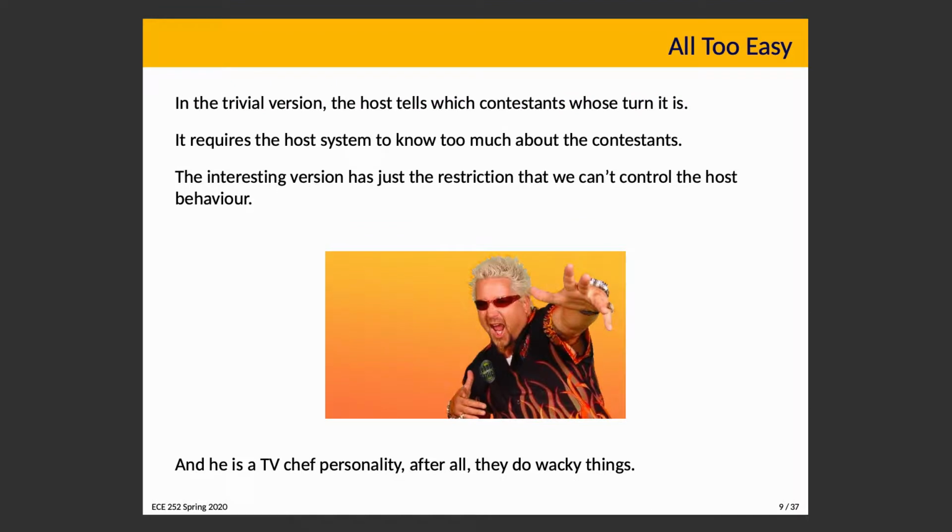In the trivial version, the host just tells the contestants whose turn it is. So the host is going to put out sauce and cheese, and it says, aha, I know exactly which contestant this is. So sauce and cheese corresponds to contestant A. So I'm going to call contestant A over and say, hey, you should do this thing. The negative part about that is that it requires the host system to know too much about the contestants. It has to know in advance exactly what everybody wants, and then decide accordingly how to allocate resources. That's kind of not realistic either.